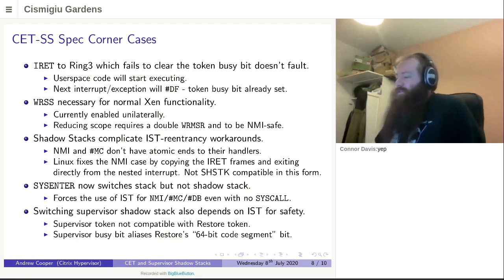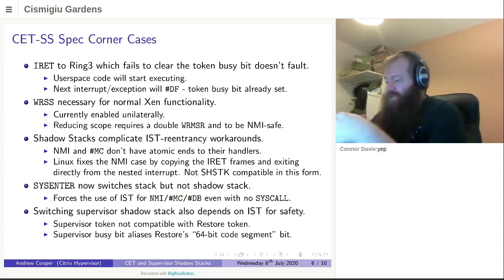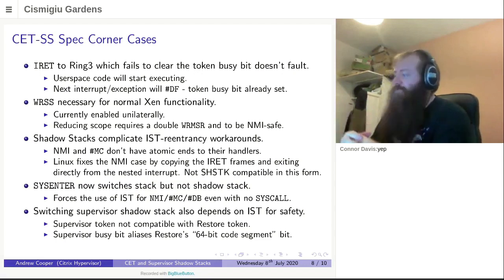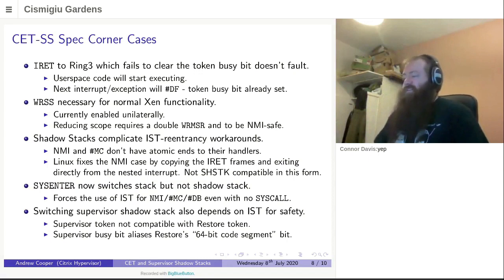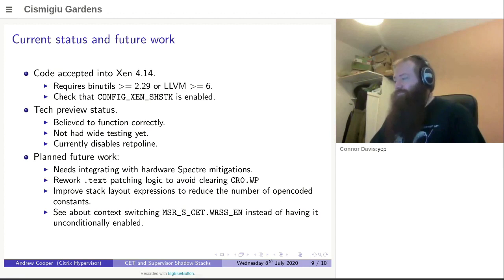The other thing is that switching supervisor shadow stack is very hard to do. The supervisor token is not compatible with the restore token because the busy bit and the 64-bit segment bit overlap. Luckily, we only need to switch it to an empty supervisor shadow stack at the moment, but that is liable to change as we try and fix some of the reentrancy problems above. So it functions for now, but again, it depends on the IST for safety in the asynchronous cases, and it's currently an open question to figure out what to do about that.